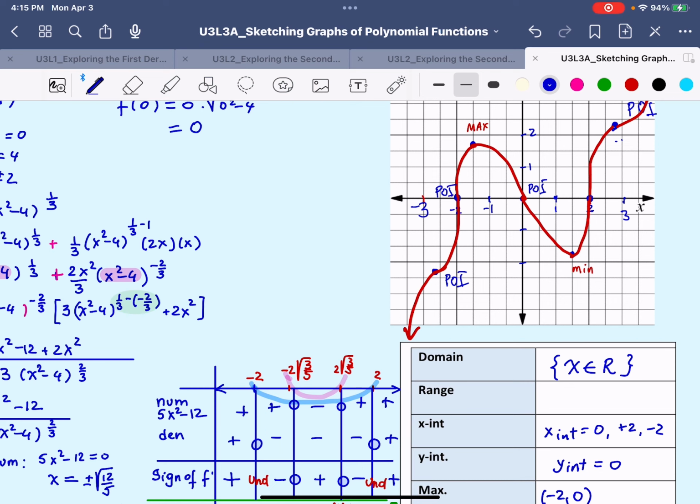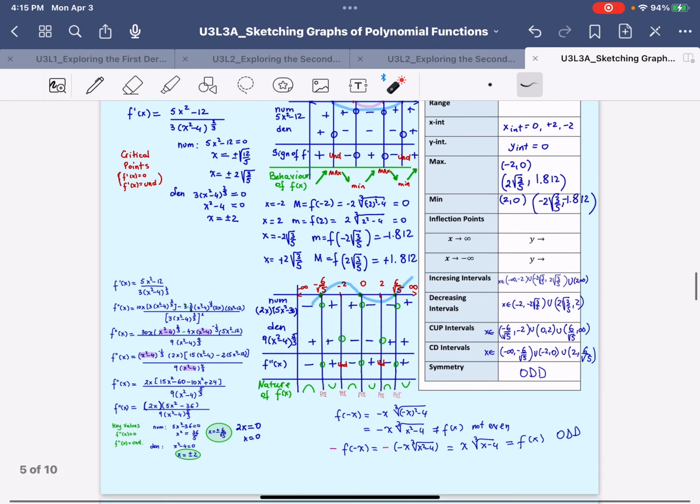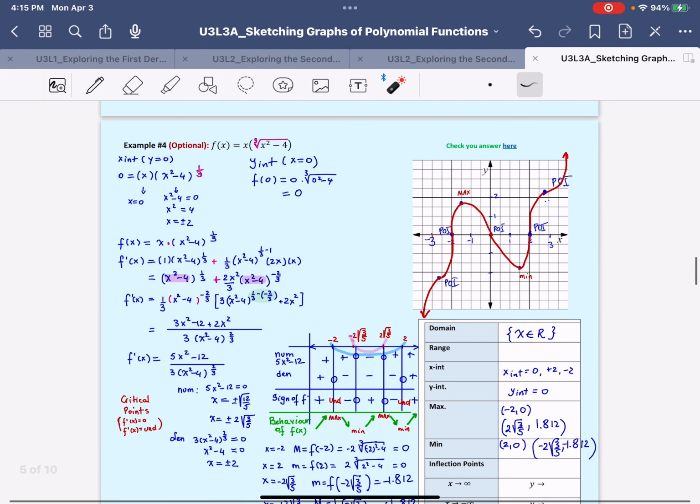And the same thing will happen. So the point of inflection and the x-intercept is at the same point, basically. So this is a graph of this very interesting function. I hope this made sense, and I hope you found the instructions useful.